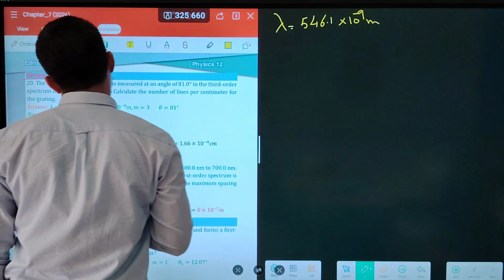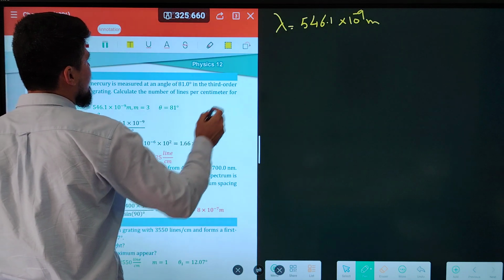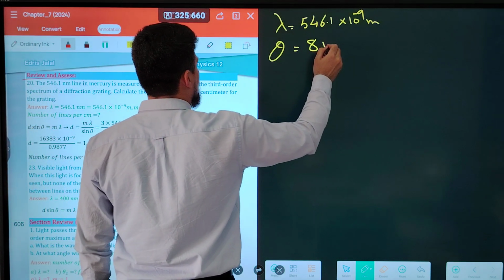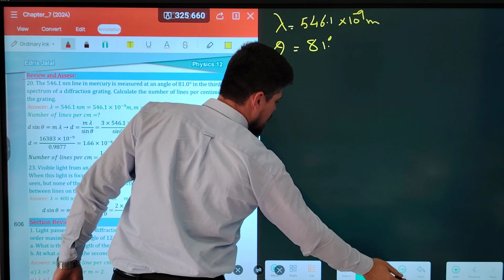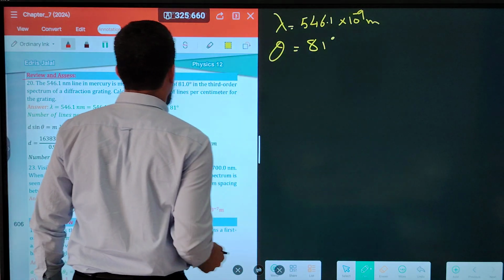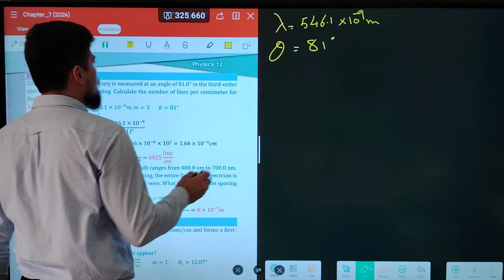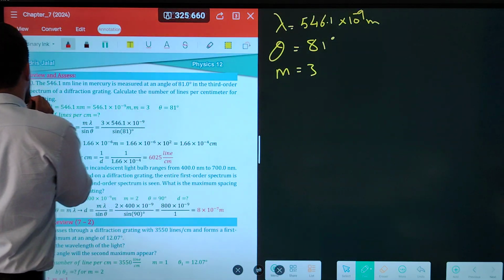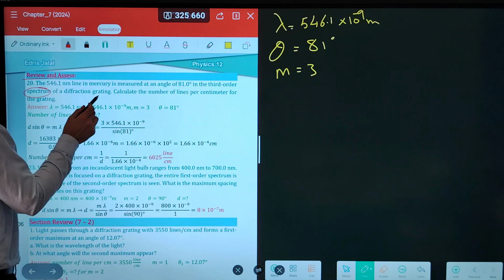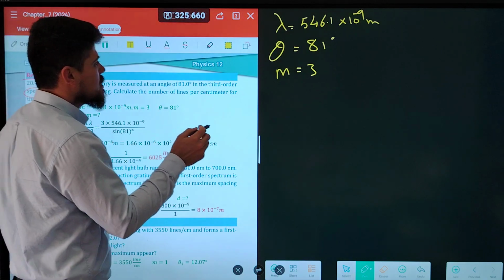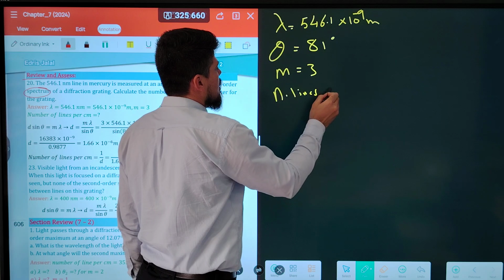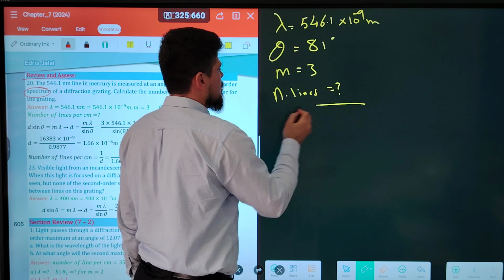This is wavelength. In mercury, it is measured at an angle theta equal to 81 degrees. In the third order spectrum, m is equal to 3. Third spectrum means at the bright line. For the diffraction grating, calculate the number of lines per centimeter. The number of lines per centimeter is unknown.